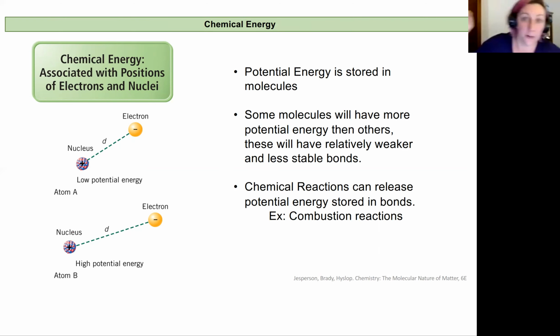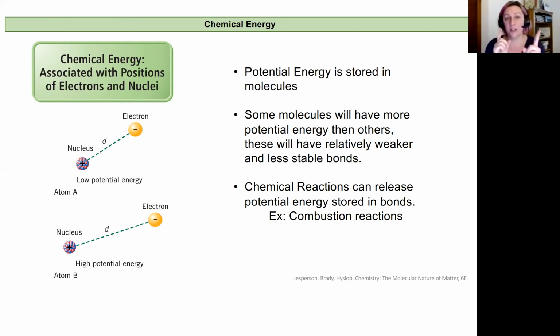But the potential energy piece is going to be stored in the bonds that form within a molecule between our elements. And so chemical energy is really associated with the position of our nucleus and our electrons relative to one another. And so the closer an electron is to a nucleus, we'll see it has a lower potential energy. And the further away they are, the higher potential energy it will have.